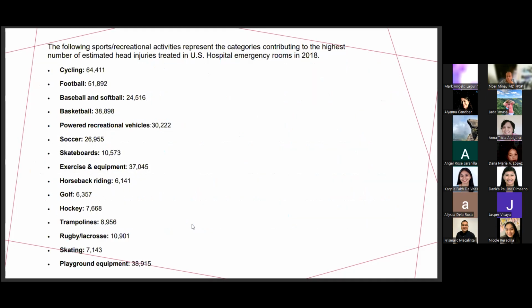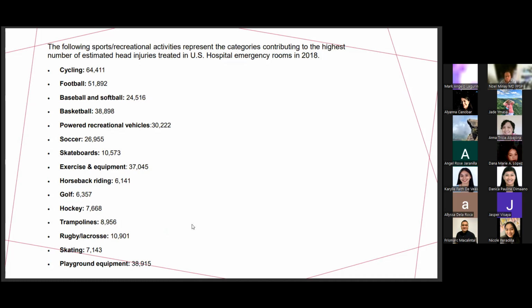Next, the following sports and recreational activities represent the categories contributing to the highest number of estimated head injuries treated in US hospital emergency rooms in 2018. In cycling, 64,411. In football, 51,892. In baseball and softball, 24,516. And in basketball, 38,908.